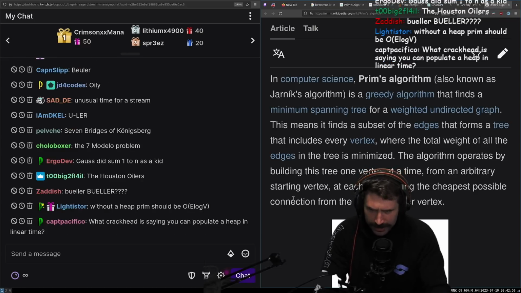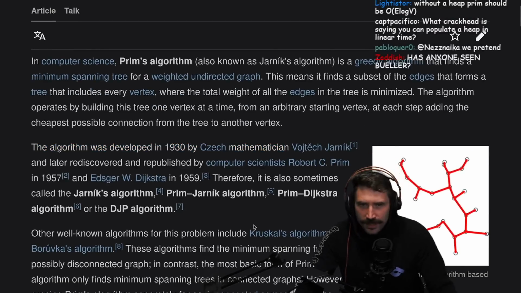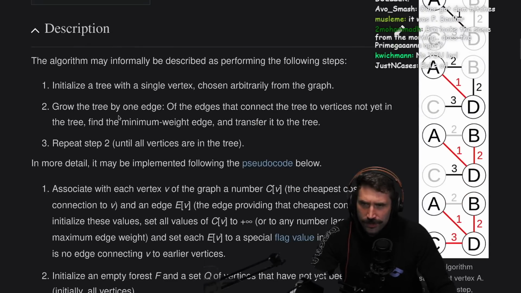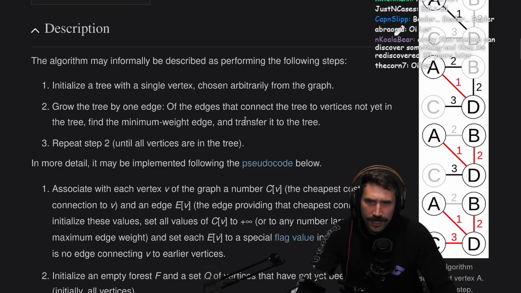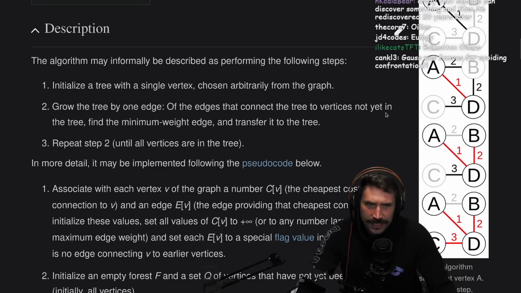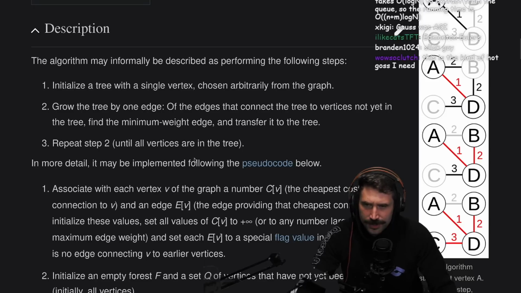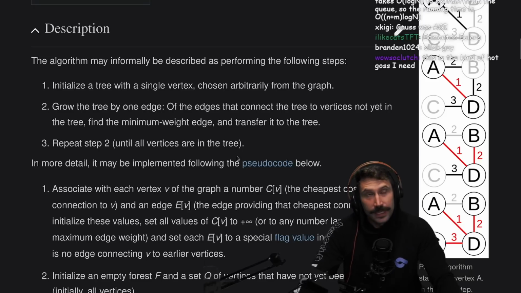Without heap, should be E log V. Okay, all right, hold on. Let's go look at this one. Okay, description: initialize the tree, choose a vertex, grow the tree by one edge. Let's see, of the edges that connect the tree, not in the tree, find the minimum weight and add that edge to the tree. Repeat step 2 until all vertices are in the tree. Okay, that makes sense.